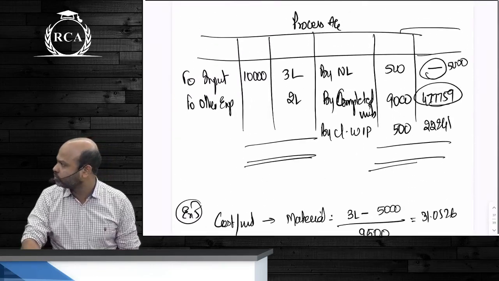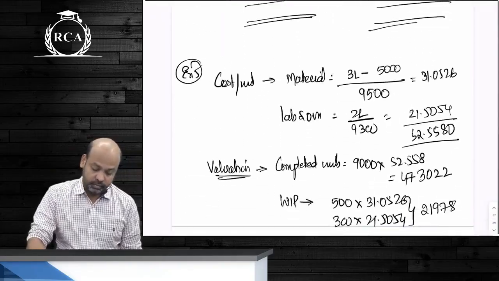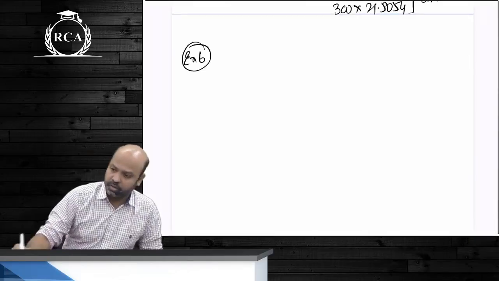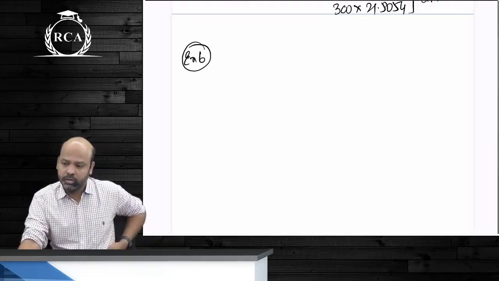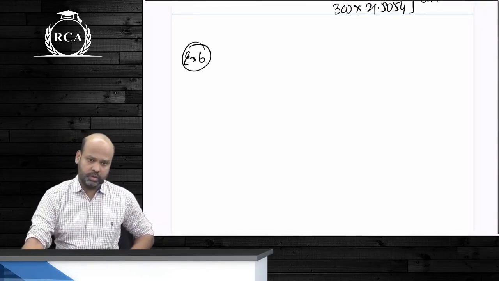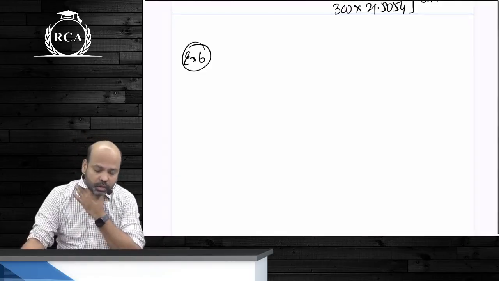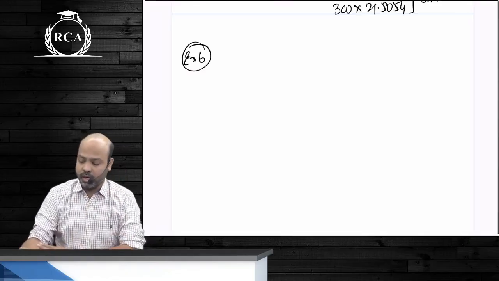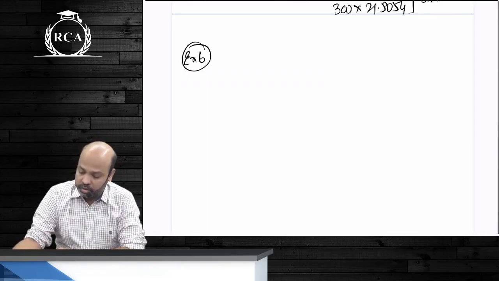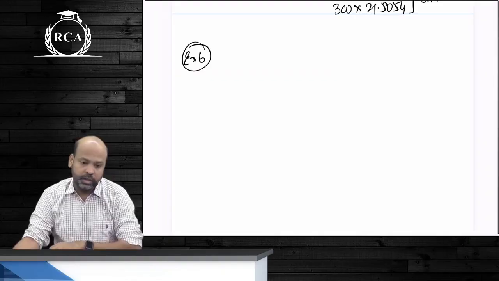Next example, Example 6. Normal loss is 5% of input. Completed units 8,800.